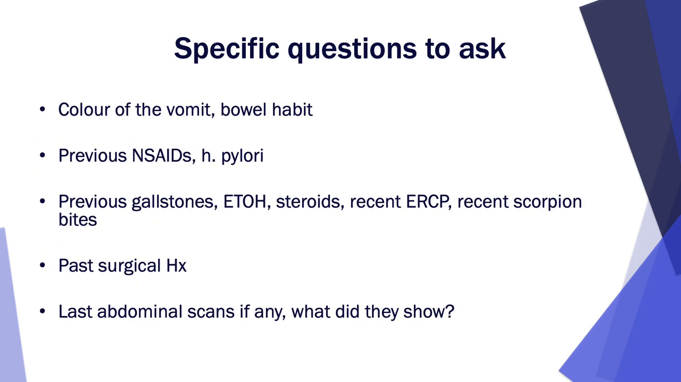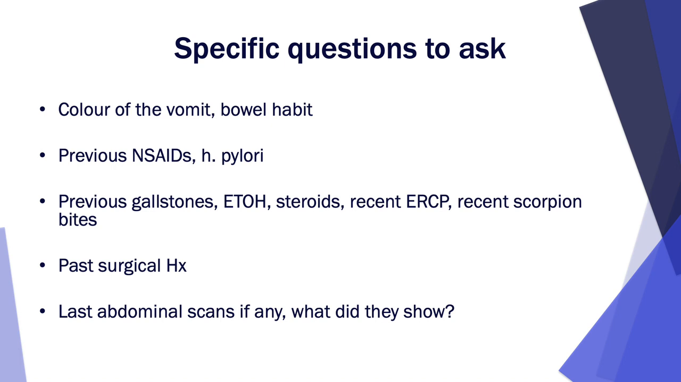SOCRATES gives us a very good history regarding the pain, but we may need to make sure we start asking specific questions to really narrow down our differentials. So first of all, we can ask about the colour of the vomit. If it's coffee ground, we may be thinking of an upper GI bleed. If it's bilious or feculent, we may be thinking of small bowel obstruction.